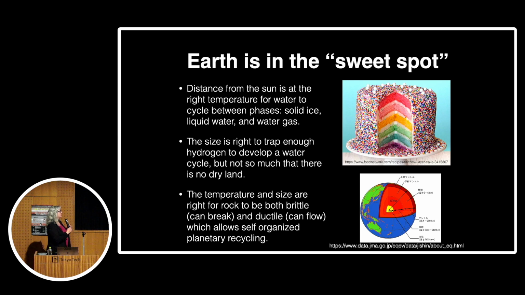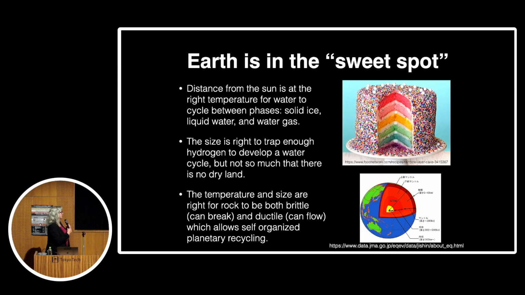And the size is right to trap enough hydrogen to develop a water cycle, but not so much that there's no dry land. So if the Earth were bigger and it trapped more hydrogen in the planet formation process, then we may not have any dry land, and then we would cut off that cycle.